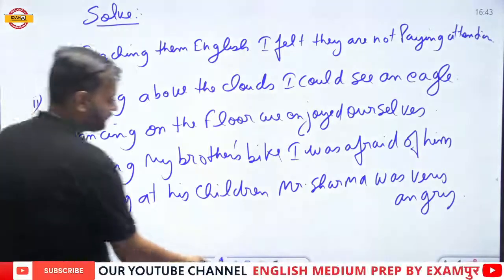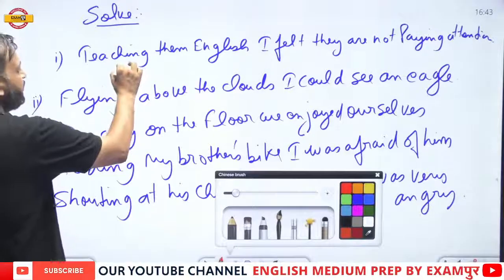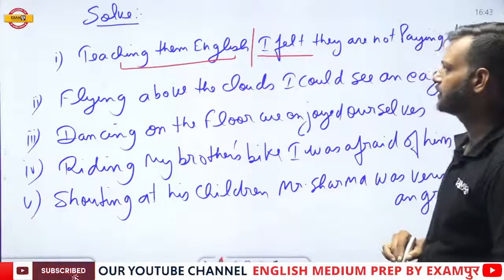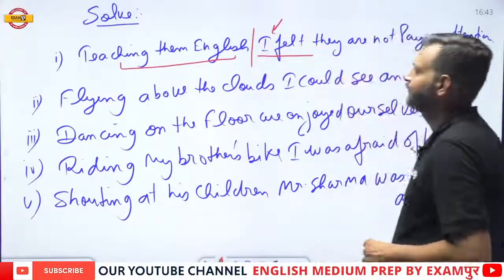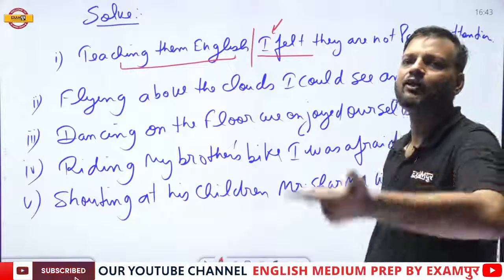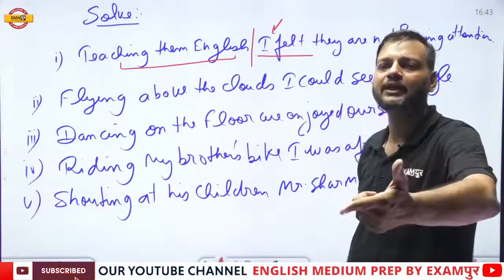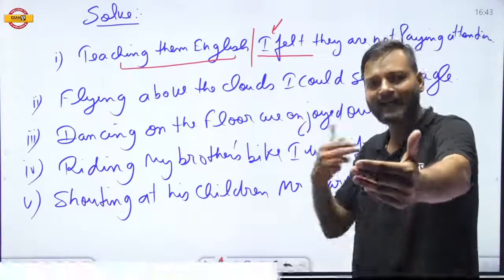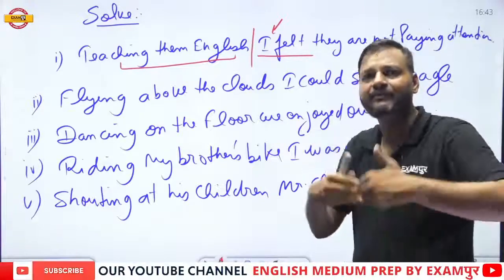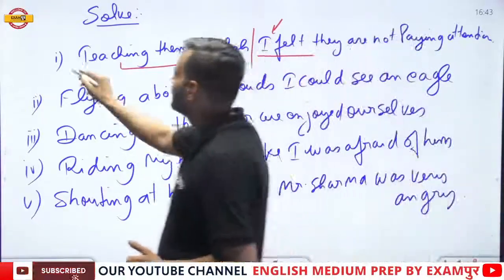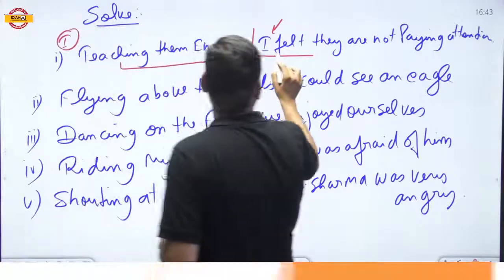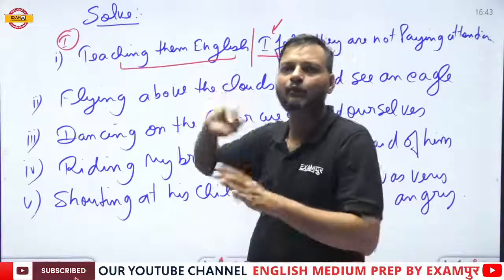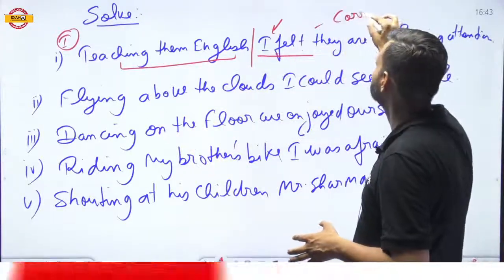Let's check the first sentence. In the first sentence, this is the first clause, teaching them English, and this is the second clause, I felt they are not paying attention. So the second subject is I. If they are not paying attention, then who is teaching, they or I? If they have to pay attention, it means I am teaching. So the subjects are the same in both the clauses, it means this sentence is correct.